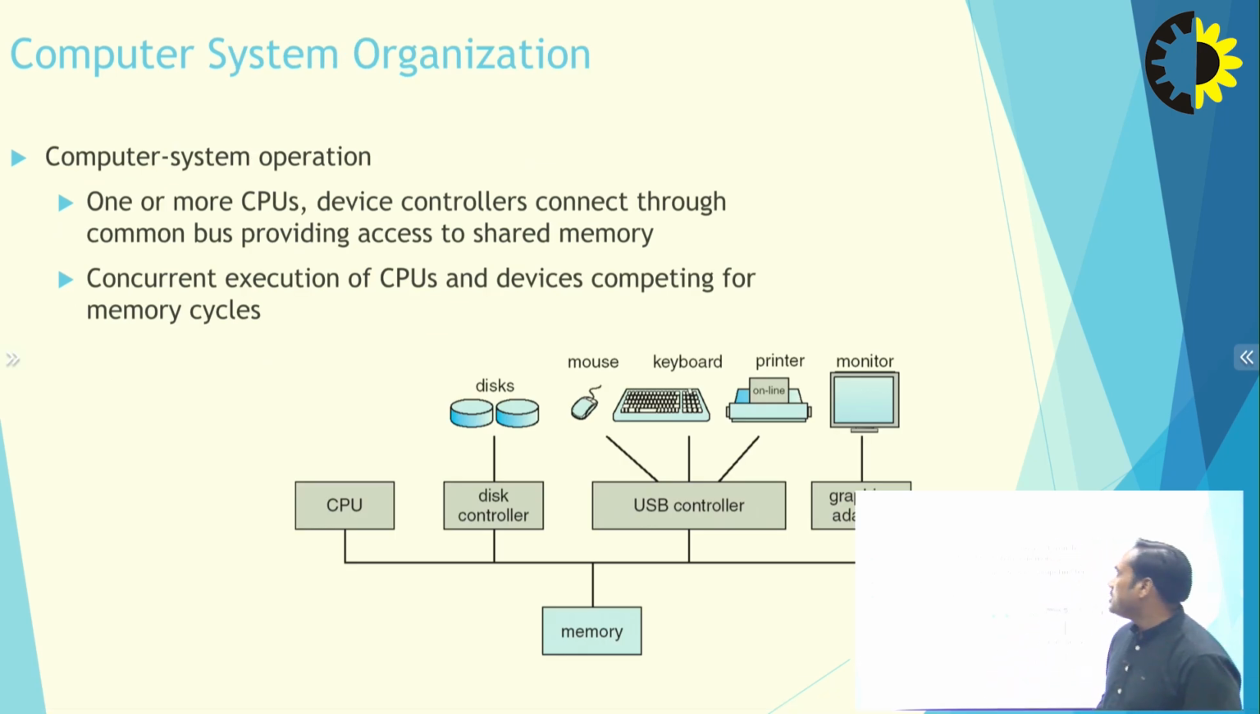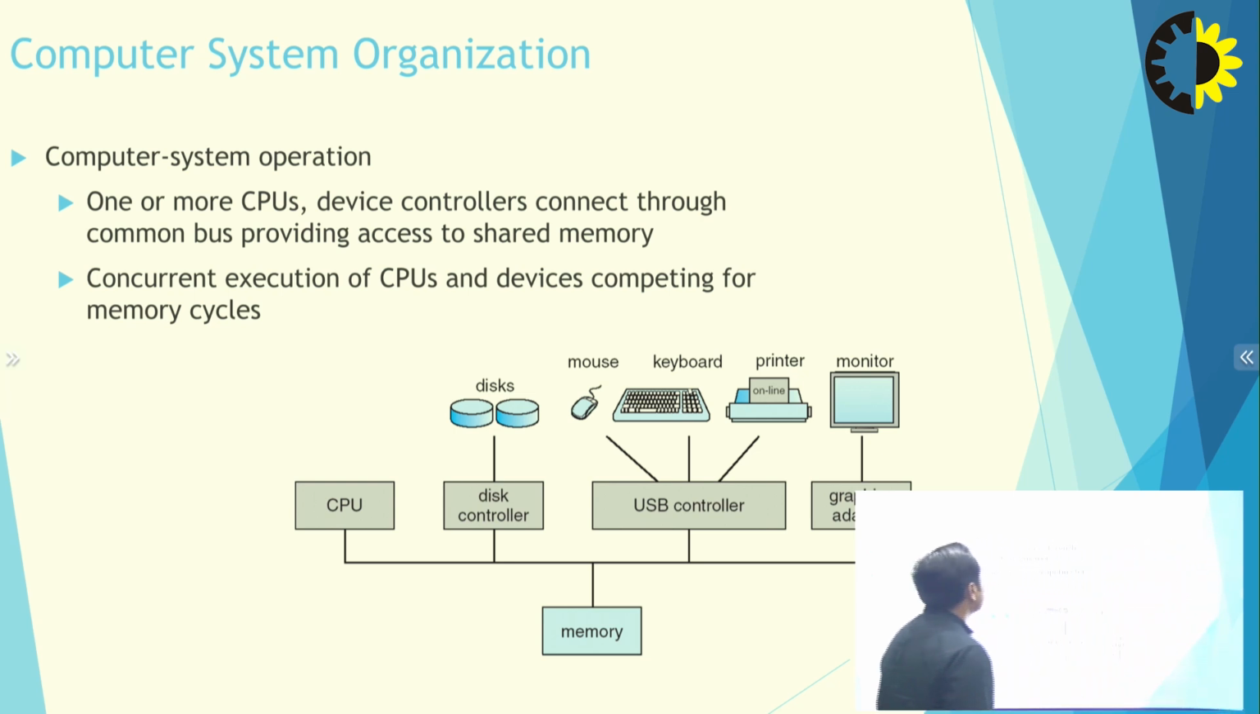So what is the computer system organization? Computer system organization is divided into different components. If we discuss computer system operations, one or more CPU and device controllers connect through a common bus providing access to shared memory, with concurrent execution of CPU and devices competing for memory cycles. So these are the devices. The operating system manages all devices in an efficient manner. The CPU can control the disk controller, USB controller, graphics adapter and memory.